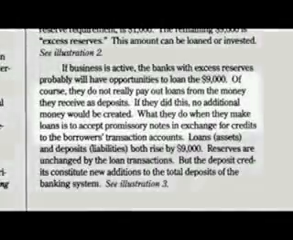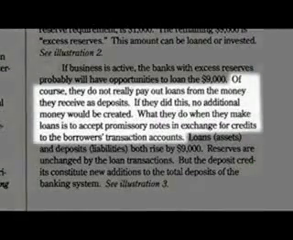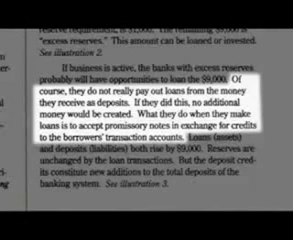As stated in Modern Money Mechanics, of course they, the banks, do not really pay out loans from the money they receive as deposits. If they did this, no additional money would be created. What they do when they make loans is to accept promissory notes, loan contracts, in exchange for credits, money, to the borrower's transaction accounts. In other words, the $9 billion can be created out of nothing simply because there is a demand for such a loan and that there is a $10 billion deposit to satisfy the reserve requirements.